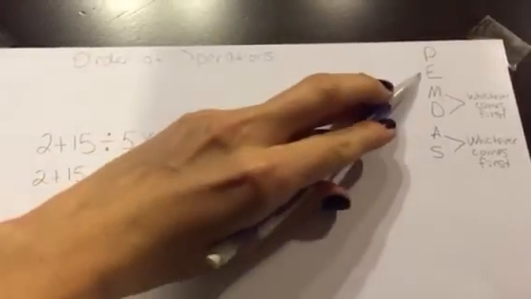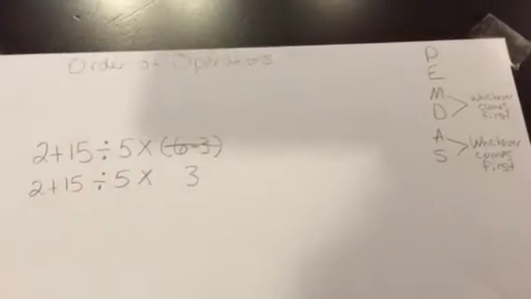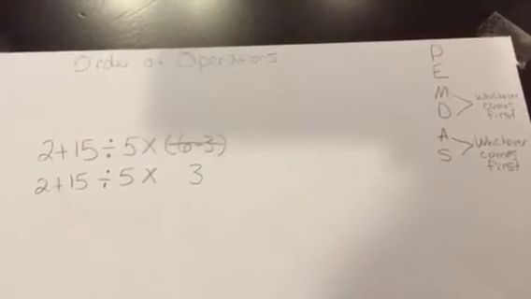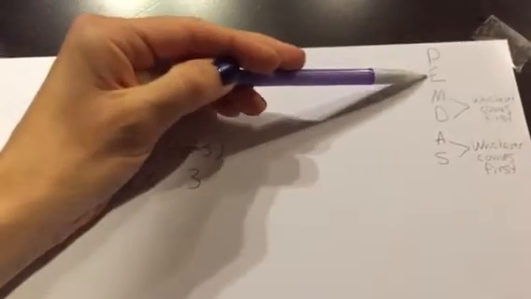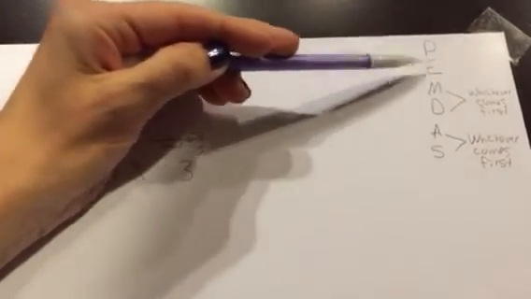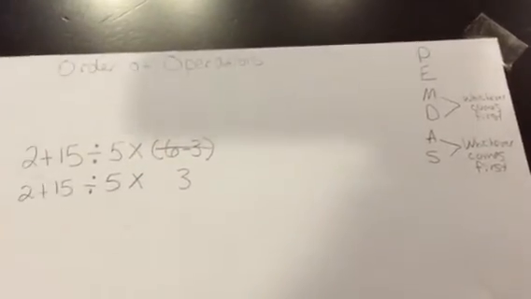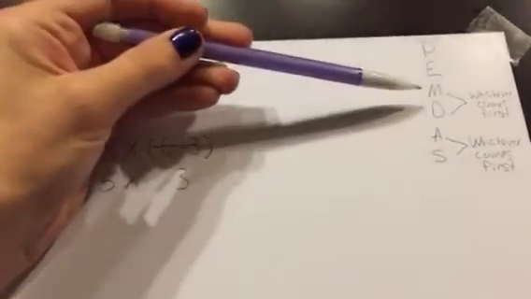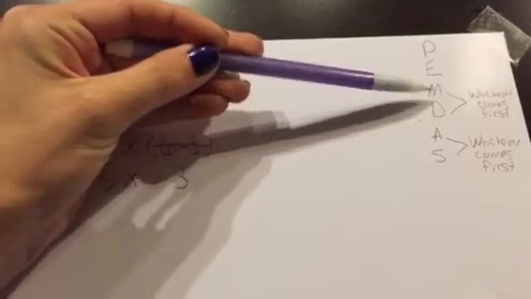Next comes exponents. Good news is in 5th grade, we do not do exponents. However, I do want the students to know that the exponents go there because it's going to help 6th grade out tremendously next year. So they just need to know where it belongs, but we don't have exponents. So we'll skip on to multiplication and division, our M and our D.